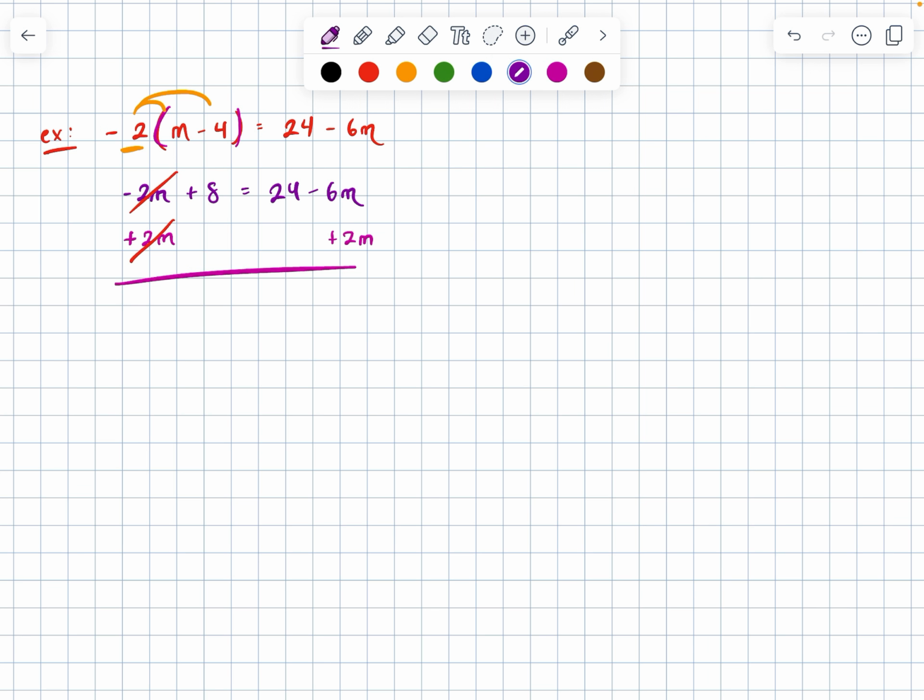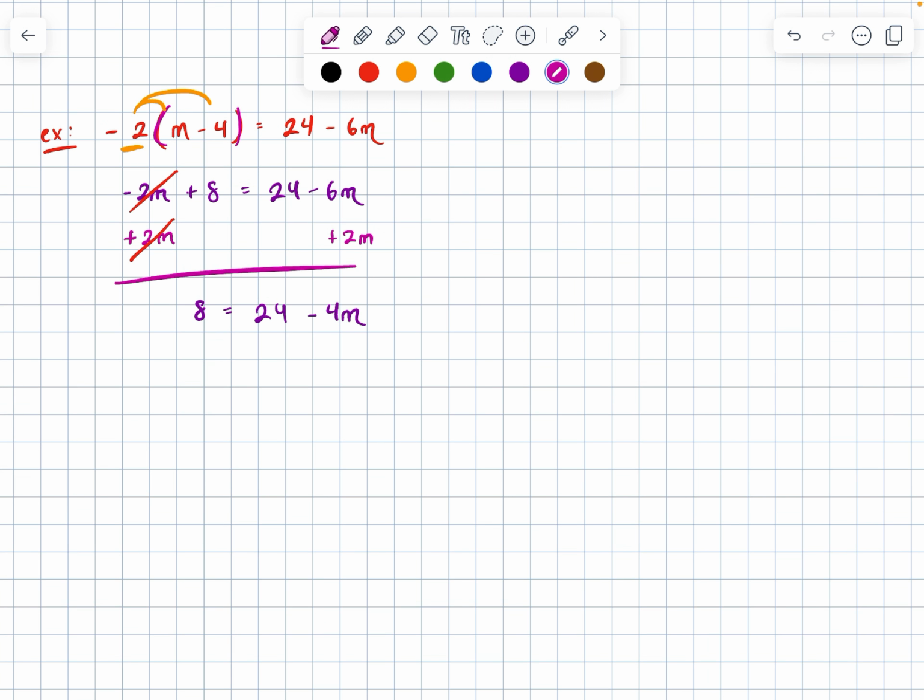On the left, negative 2m and positive 2m becomes 0. So 8 is left over. I have 24. I have a negative 6m. I'm adding 2 m's to that. So negative 6 plus 2 would give me a total of negative 4 m's.